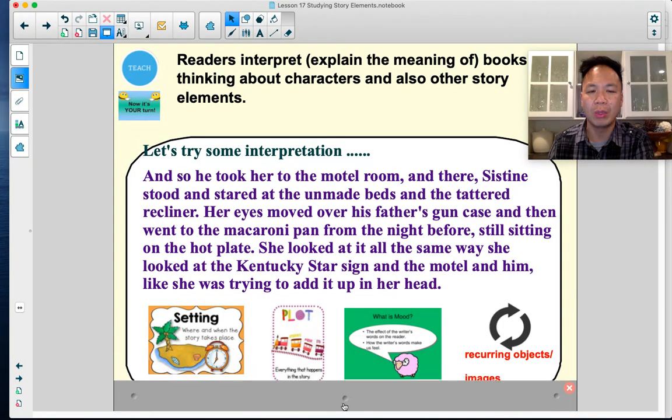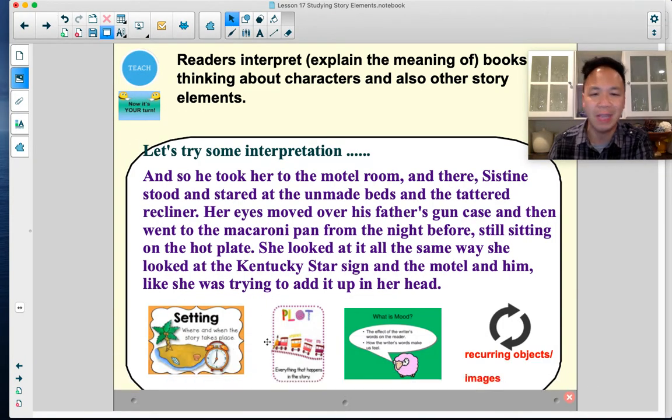And so when we look at it, we're going to look at all these things, the setting and the plot and the mood, and to see if anything recurs. A recurring object means, does Kate DiCamillo keep on mentioning the same stuff over and over again in the book? And I do know that she mentions things like the Kentucky Star sign a lot, and also Rob's rash a lot.